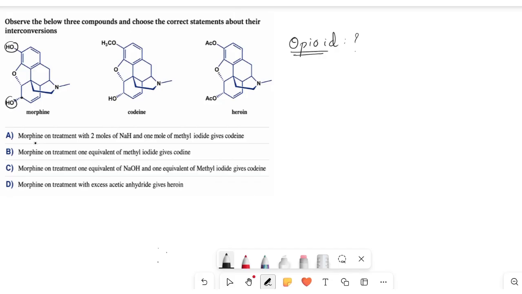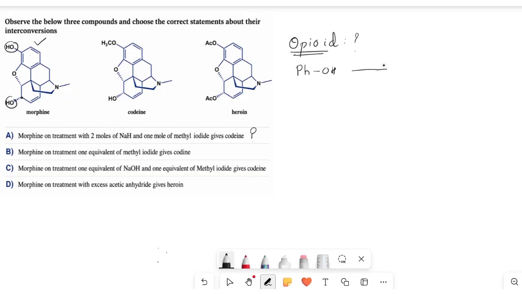First, let's analyze statement A. Morphine on treatment with 2 moles of sodium hydride and 1 mole of methyl iodide gives codeine. Is this a correct statement? See, you don't have to write the overall structure to answer this question. Since this is a phenol group, I will write this as PhOH. So I'm referring to this particular part of the molecule.